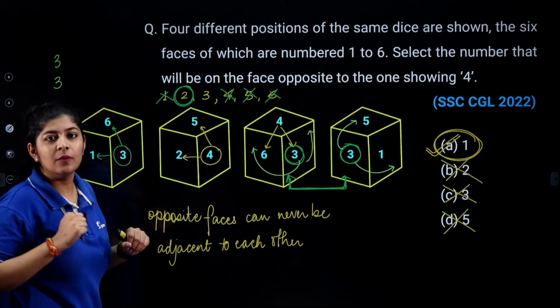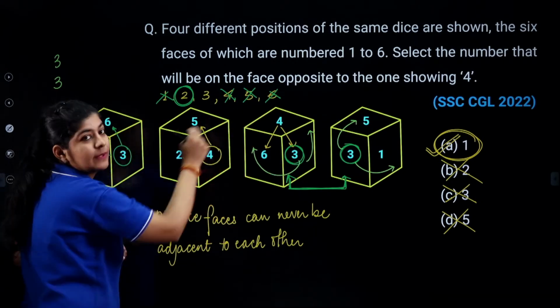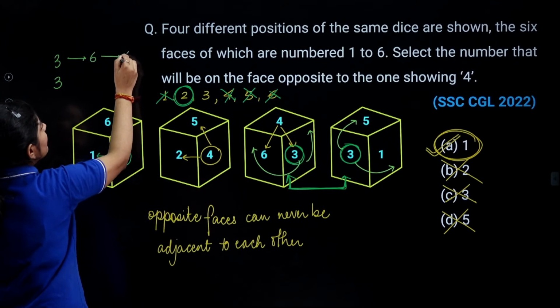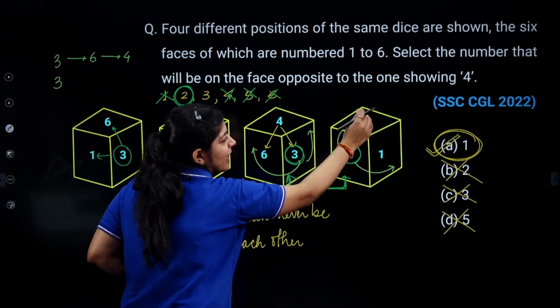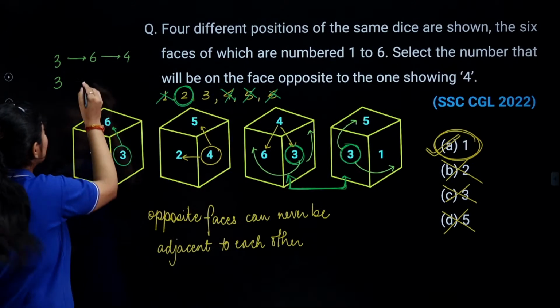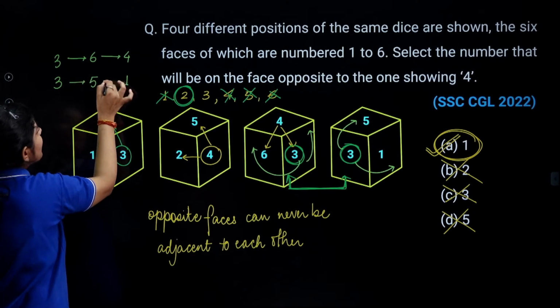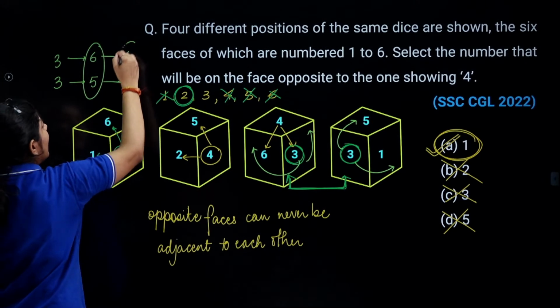So in this figure, what am I getting after 3? After 3 I am getting 6, and after that I am getting 4. This is the sequence that I am having, right? In this one I am having 5, and after 5 I am having 1. So basically these are the opposite pairs.